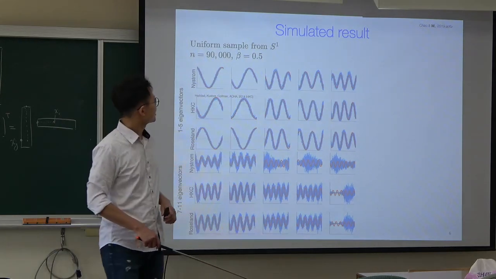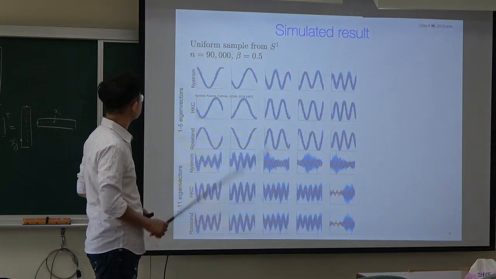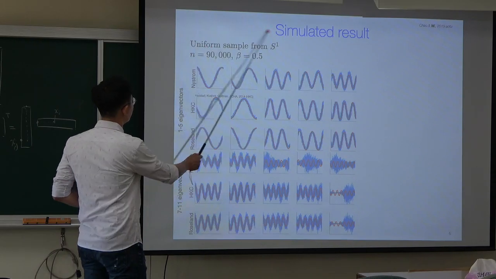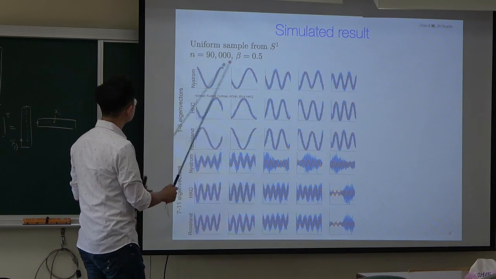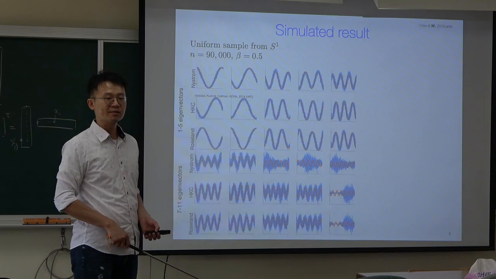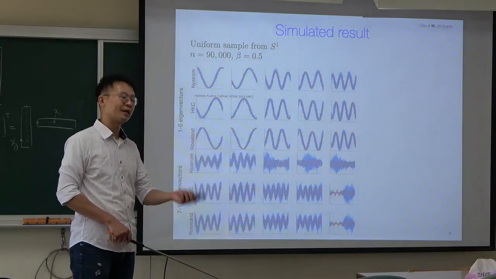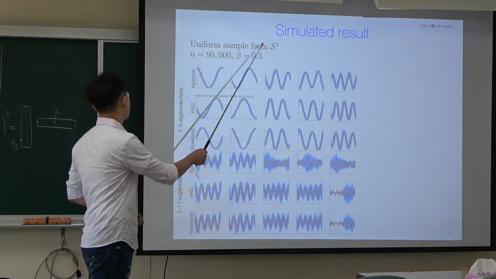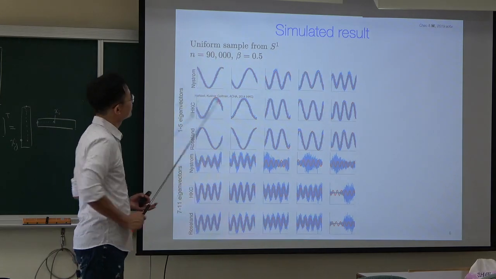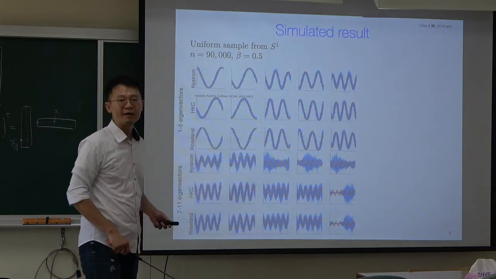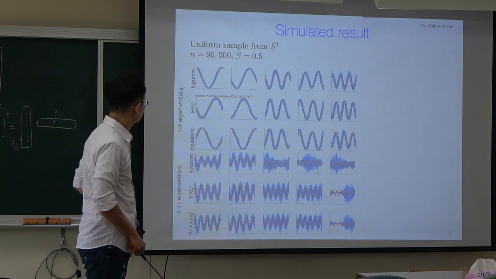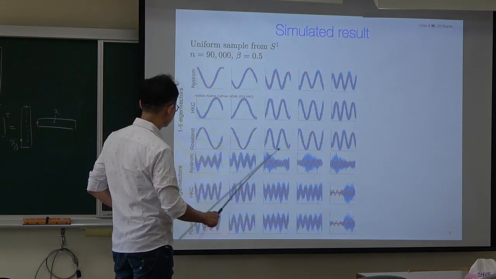Okay, so this is a simulation. And the simulation is very simple. You just take S1, and you just uniformly sample from it. There is no non-uniform density issue, and you just add noise. And now we take 90,000 points, and the beta is 0.5. And you run it. Now what you get is this.